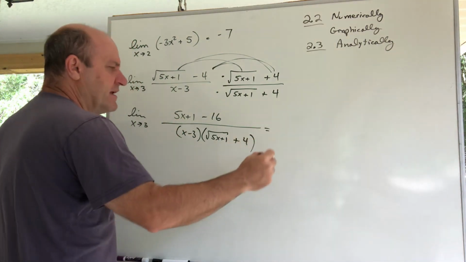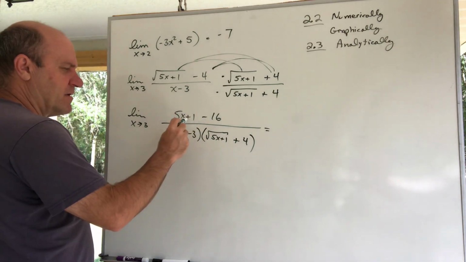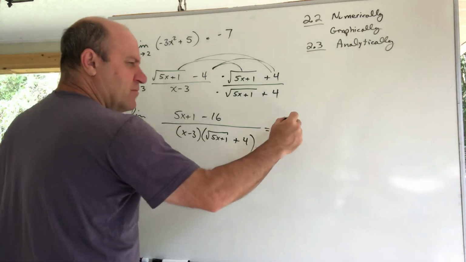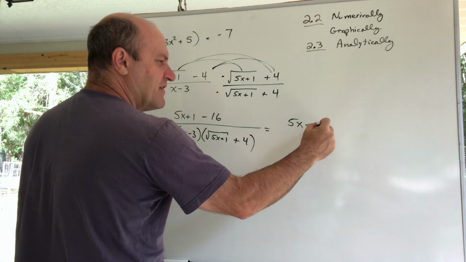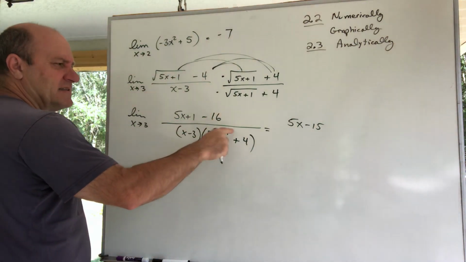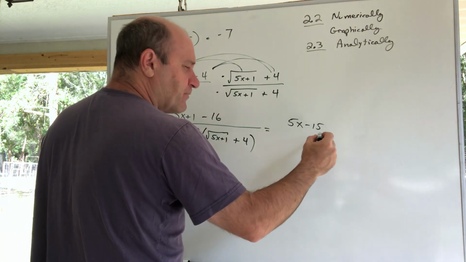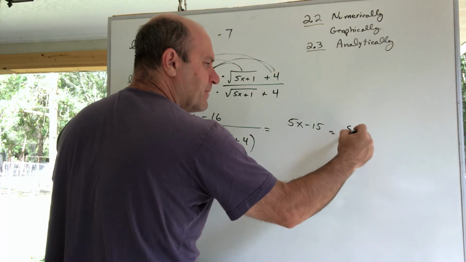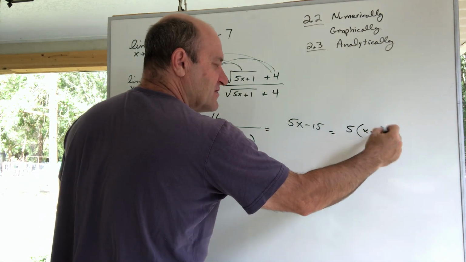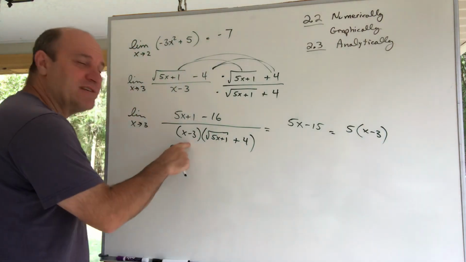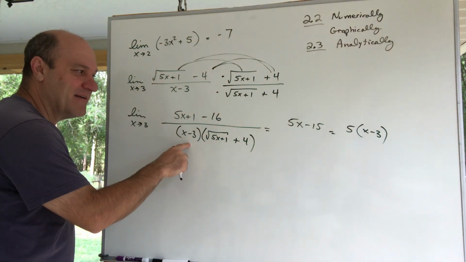That numerator is 5x plus 1 minus 16, so a 5x minus 15, right? I can factor out a 5, and I'm left with x minus 3. That's perfect, dude. There's an x minus 3 in the denominator.